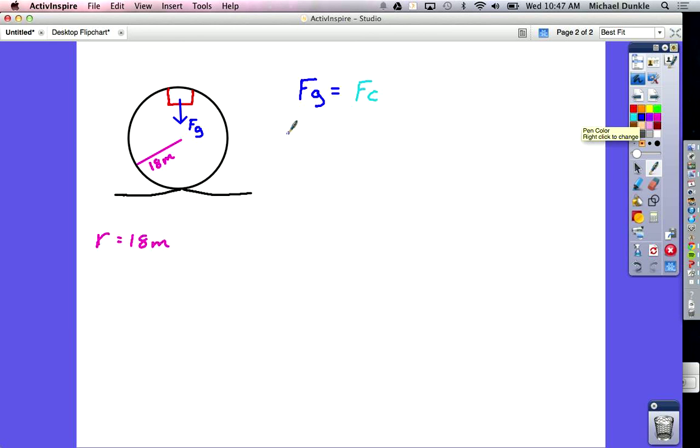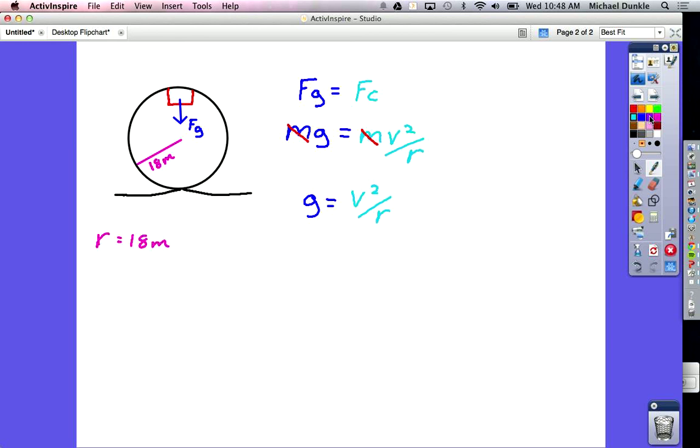From here, we know that the force of gravity is given by mass times g, which is 9.8. And we are looking for how fast the car is going to be going. So I'm going to use the version of centripetal force that has velocity in it, which is mv squared divided by r. From here, hopefully you can see that there's a mass on both sides, so we can divide those out and they cancel, leaving us with gravity equals the velocity squared divided by the radius.